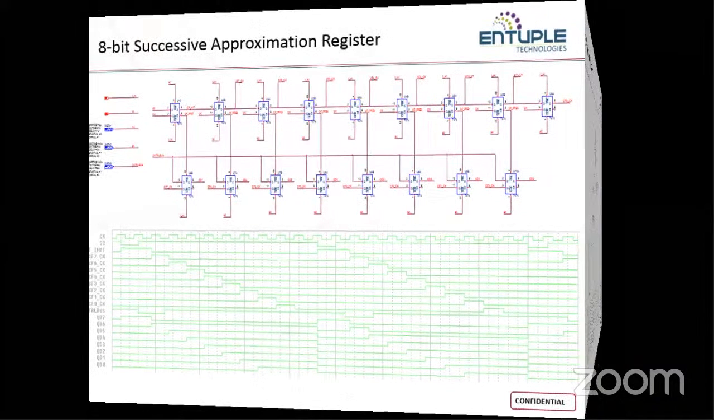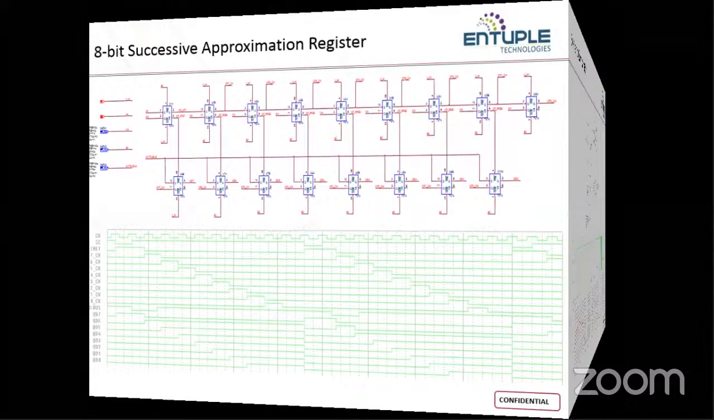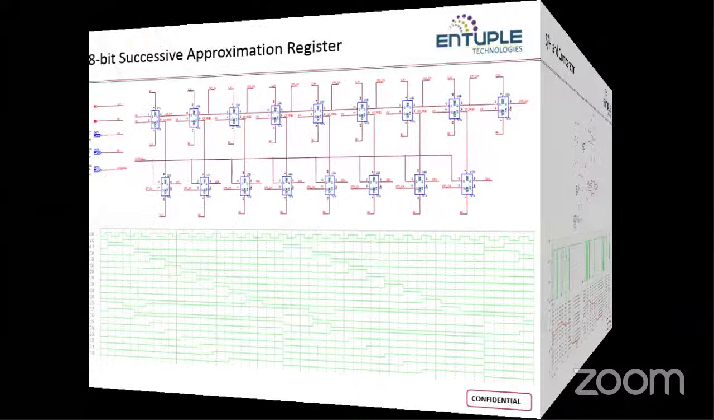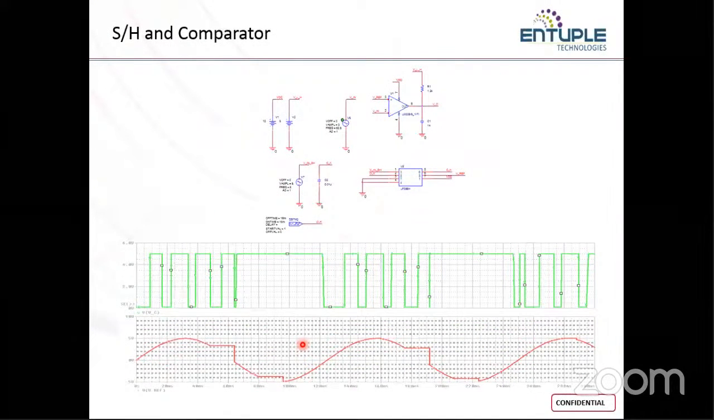And this is going to be the sample and hold circuit. We can make use of this comparator, or you can make use of this sample and hold circuit. This is the comparator. So the input to the comparator will be coming from the sample and hold circuit, right?